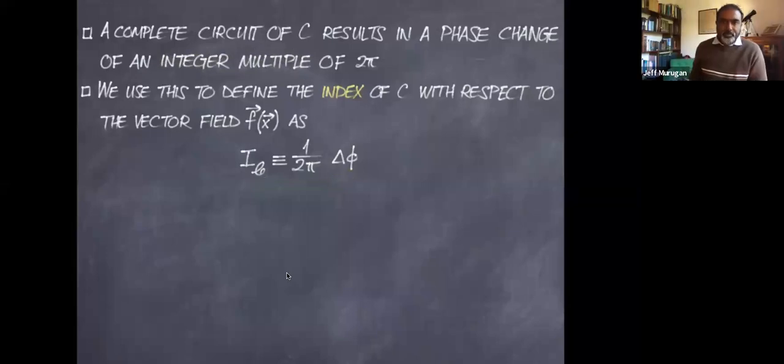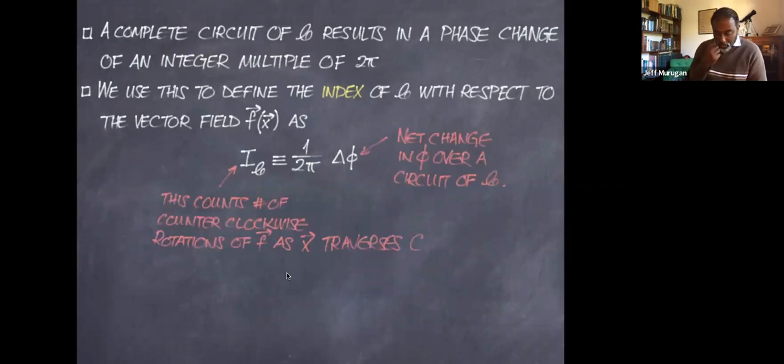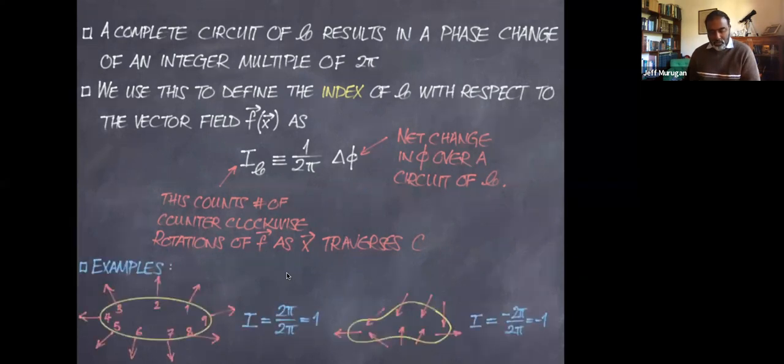Okay. So let's do some examples to make this clear. Again, delta phi is the net change in phi, in the angle, over a complete traversal of the curve C. And the index counts the number of counterclockwise rotations of the vector field as we traverse the curve. Okay, so let's consider some examples. The example on the left first.